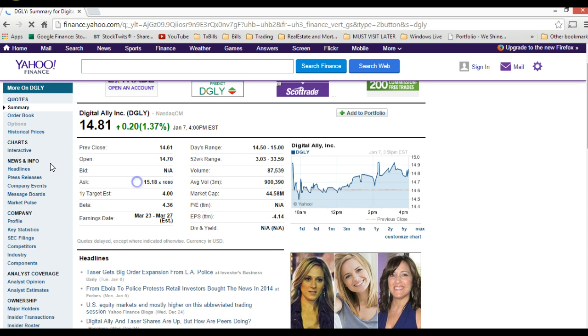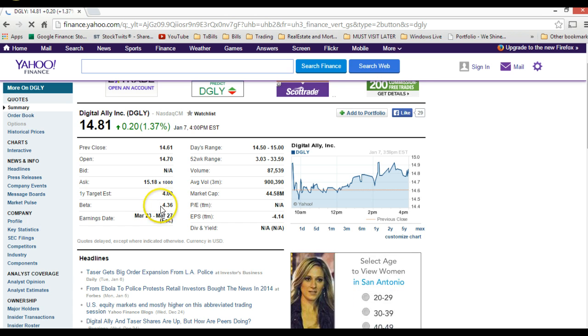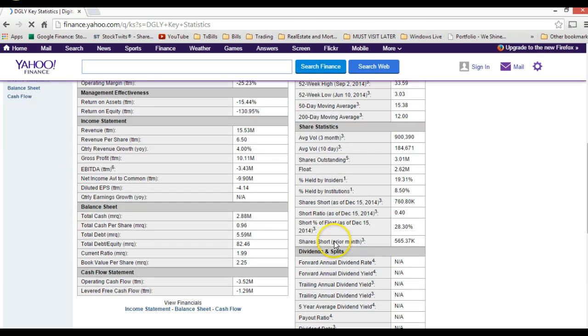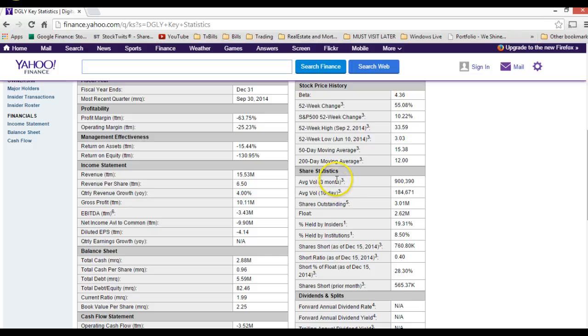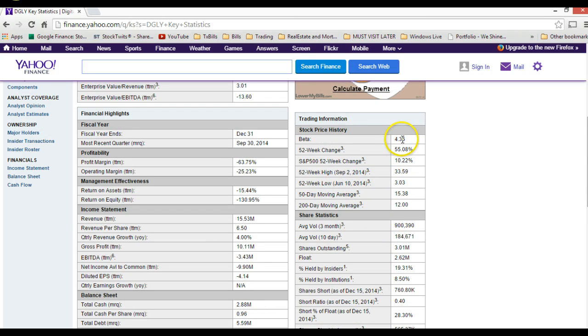So let's go ahead and, on the left side again, click on key statistics, and we're going to take a look at the shares outstanding, which is 3.01 million, and then the float is 2.62 million, and the difference is the restricted shares held by the officers. And it's also interesting, look at the beta. The beta is 4.36, and if you recall again, 4.36 of beta means it is 336% more volatile than the S&P 500, which has a beta of 1.